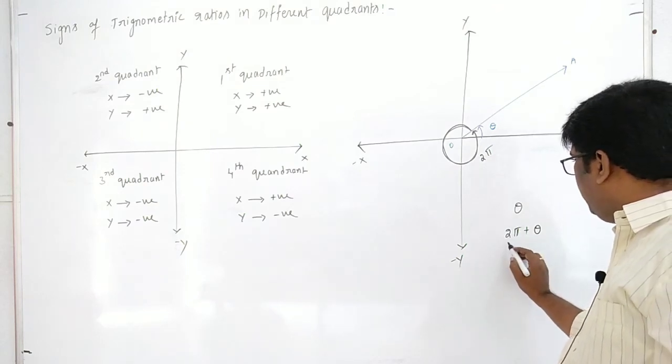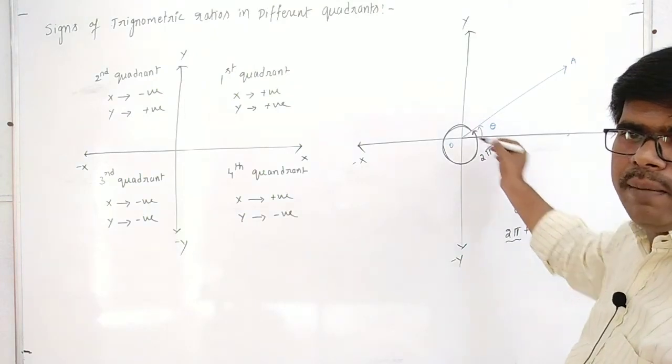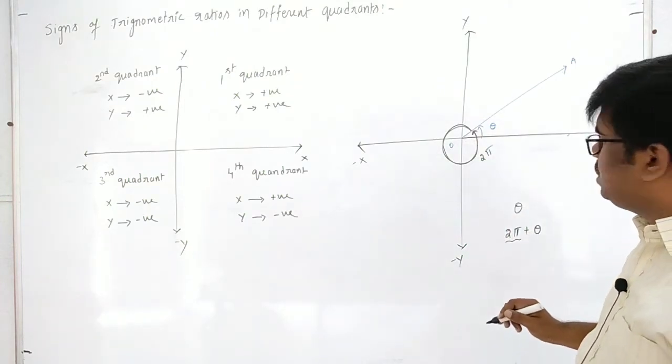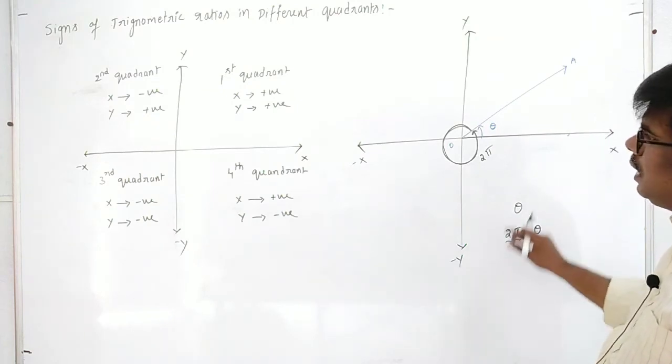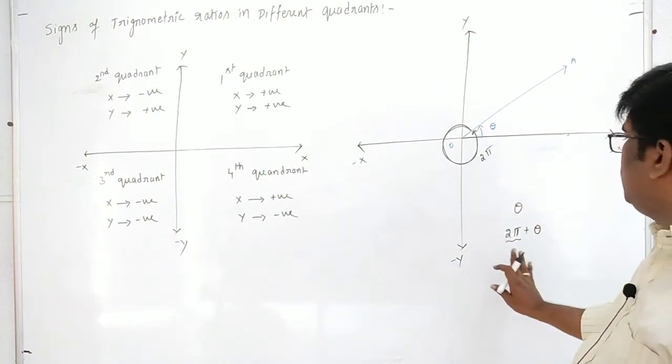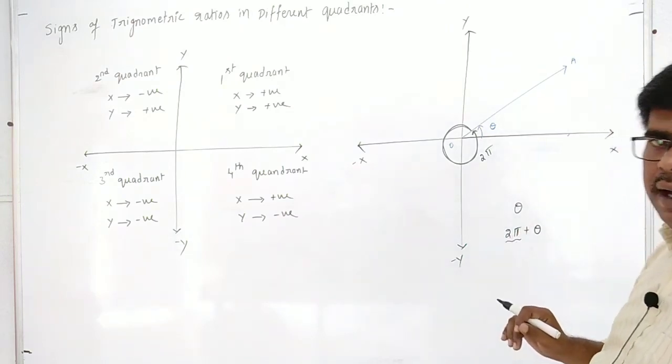Because it is one complete rotation. One complete rotation means it started and is coming back to the same position. That's why we can say one complete rotation is finished, meaning again it is coming back to the same position. Then 2 pi plus theta and theta have the same value.